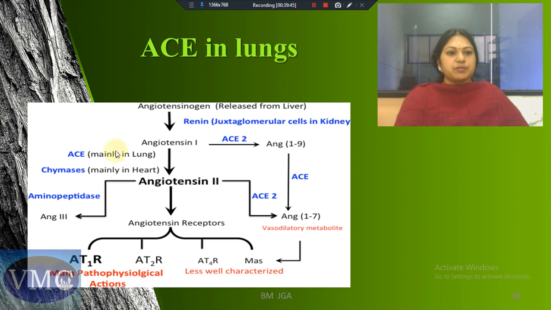You will remember in this diagram, in this slide, the ACE, angiotensin converting enzyme in the lungs, converts angiotensin 1 to angiotensin 2. You will remember ACE2, which converts angiotensin 2 to angiotensin 1-7, which has a vasodilator effect. So when angiotensin is formed, not only vasoconstriction occurs, you also have counter-regulatory mechanisms activated in parallel. One of the important ones is angiotensin 1-7, a vasodilator metabolite, which is normally present at higher levels in healthy individuals.